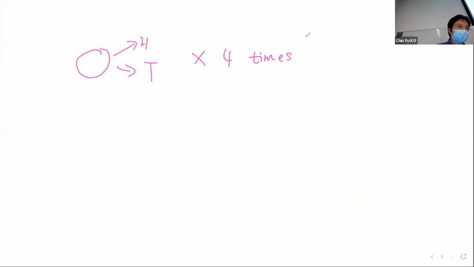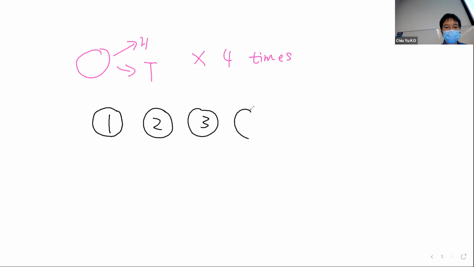What we are talking about is we have a coin. It can end up with head or tail, and you try to repeat this 4 times. Instead of thinking about it this way, we think about it in the following way. We consider there are 4 balls here. The first ball is 1, the second ball is 2, the third ball is 3, the fourth ball is 4. We are going to pull 2 balls out of these 4 balls.